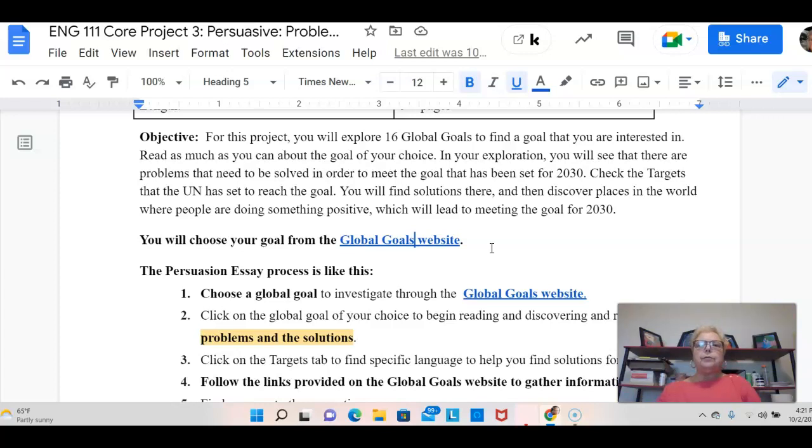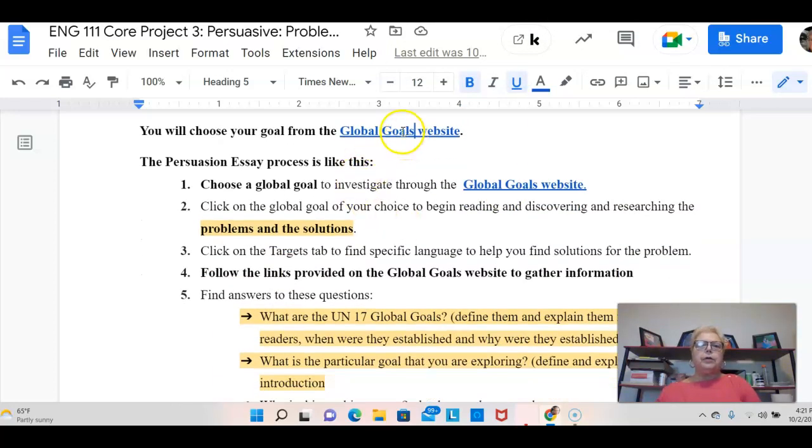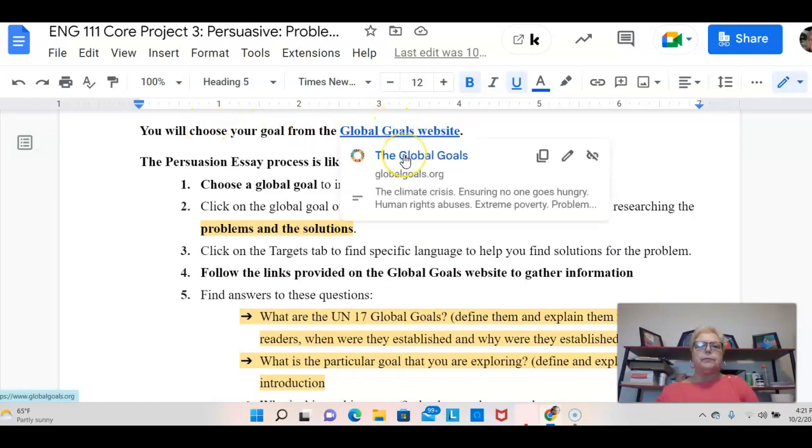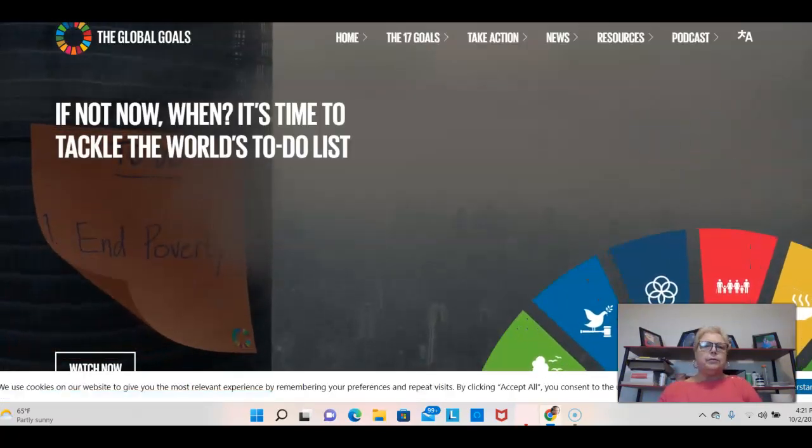And here's the way you'll go about doing it. Let's continue to look at the assignment sheet here. So first thing you're going to do, you're going to this website right here. Don't look up global goals, don't look up anything else. Just go right to this link here, the global goals. And then you'll be able to see what everybody else here sees.